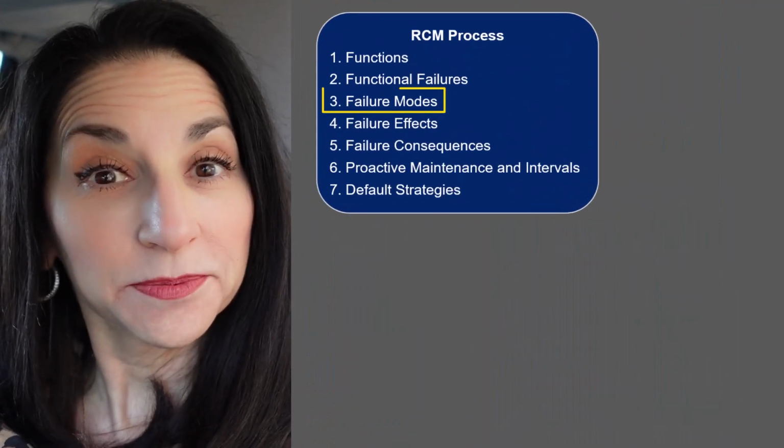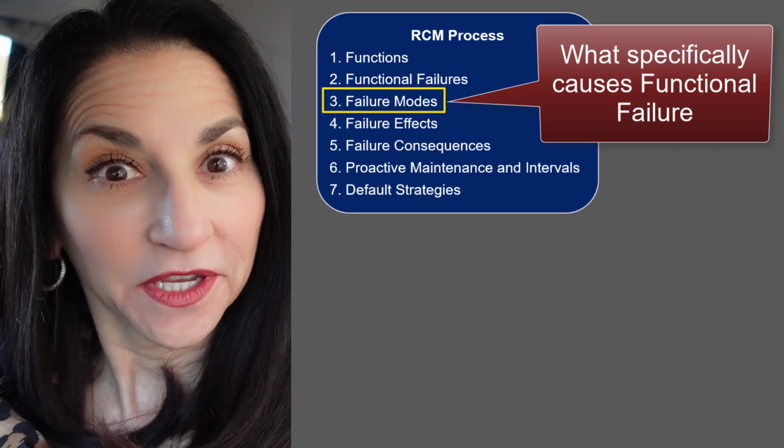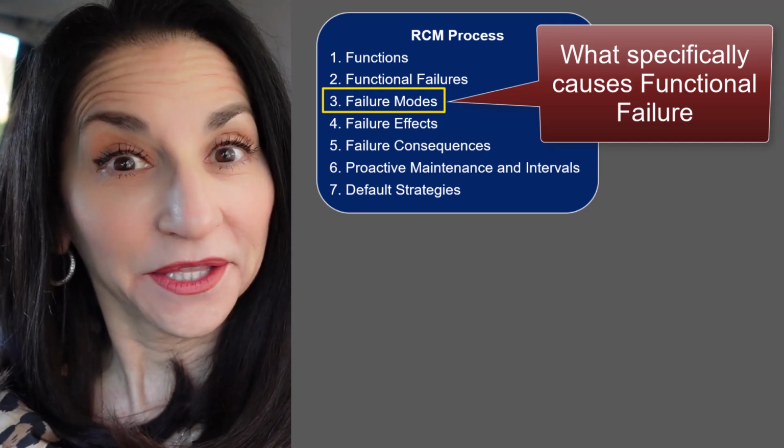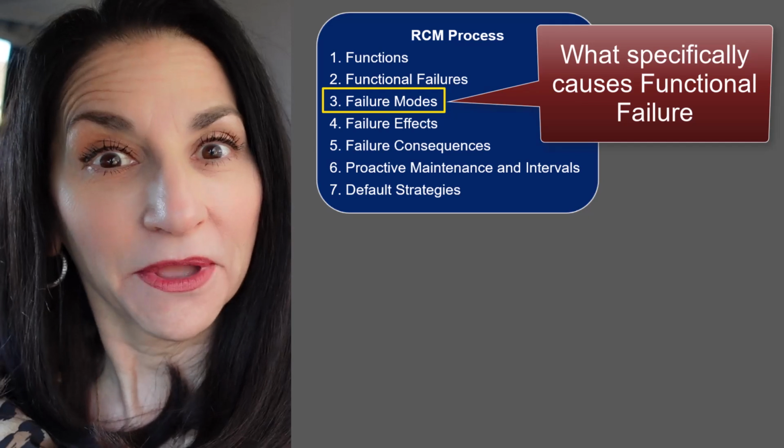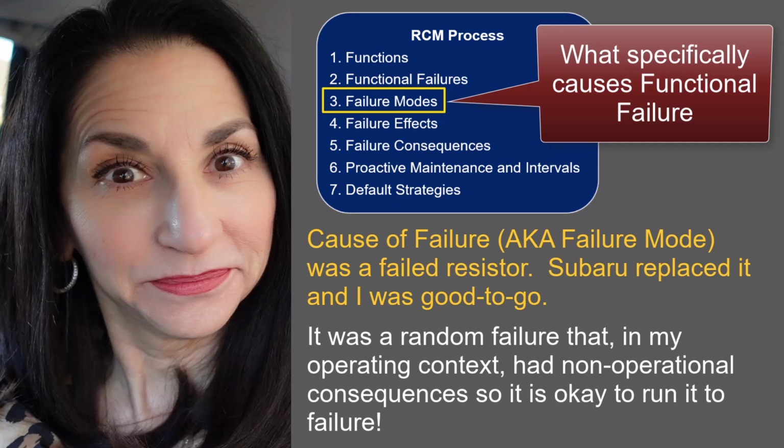Now we've got to get to Subaru so we can figure out what specifically is causing this failure and we can get it fixed so I can get exactly what I need from my vehicle. The cause of failure was a failed resistor. Subaru replaced it and I was good to go. It was a random failure that, in my operating context, had non-operational consequences, so it is okay to run it to failure.